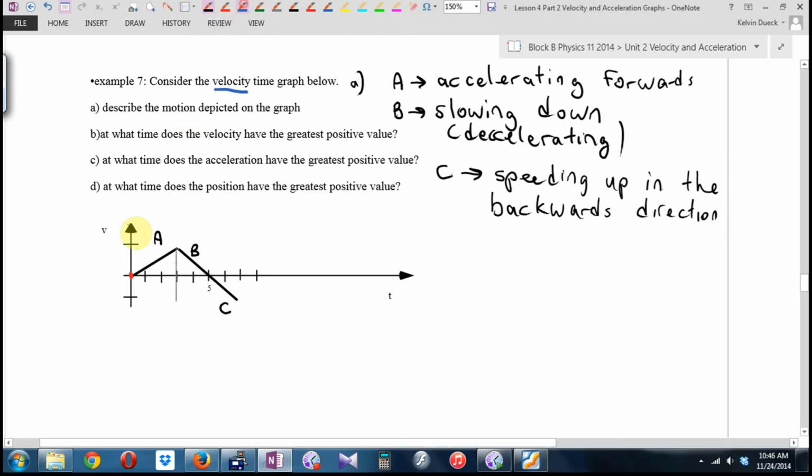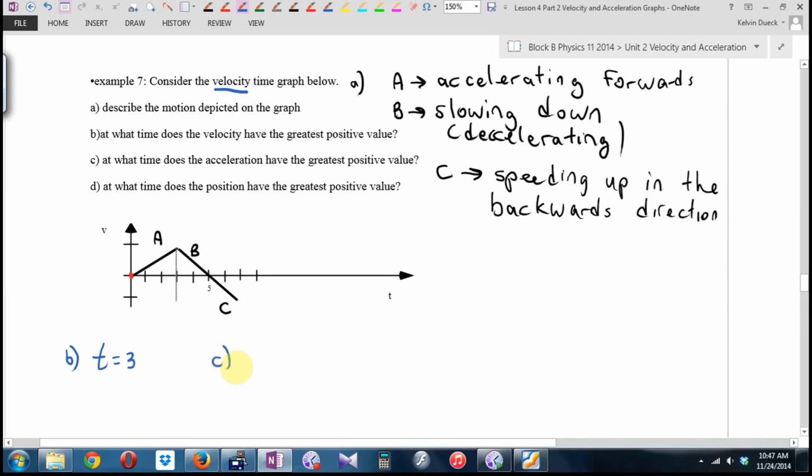Okay, let's answer part B here. Part B says, at what time does the velocity have the greatest positive value? What do you think? How many seconds in do we have the greatest positive value? At t equals 3? Good.